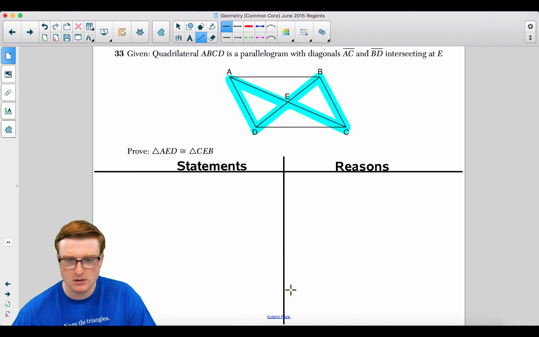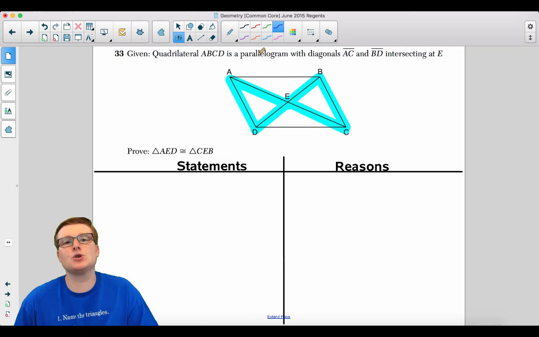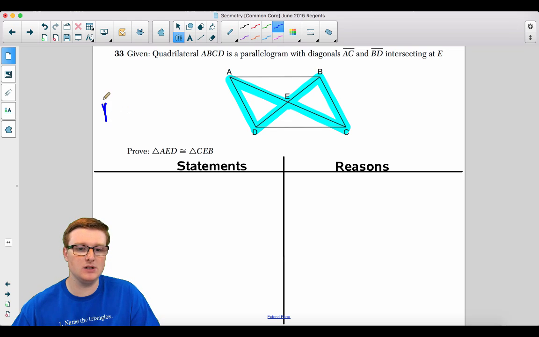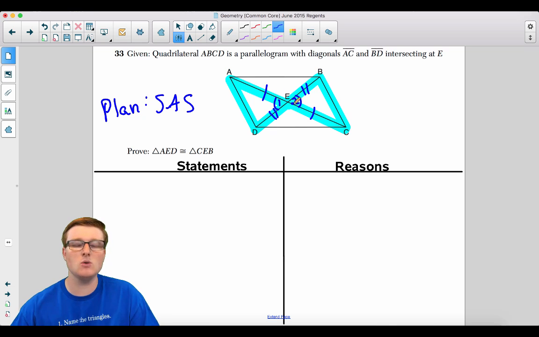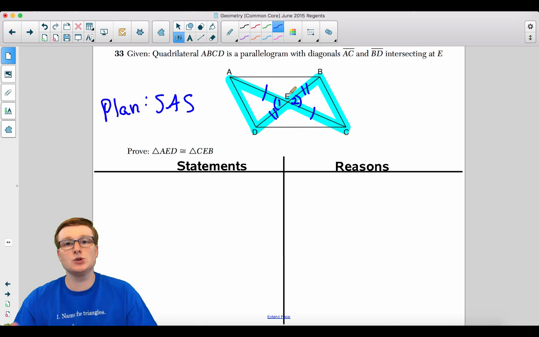There we go. So there are actually 4 ways to prove these two triangles congruent because it's a parallelogram. I personally like side-angle-side. So my plan is side-angle-side. Why? Because AE is congruent to EC, DE is congruent to EB, and angle 1 is congruent to angle 2. I will explain all of that in the proof down below, but you could prove these two triangles by side-side-side, angle-side-angle, and angle-angle-side as well.